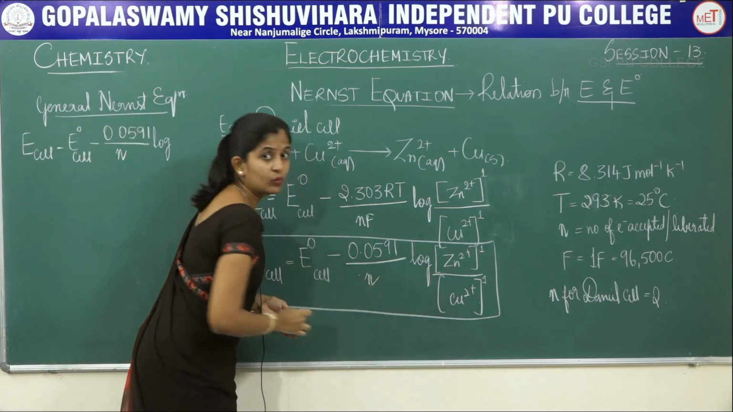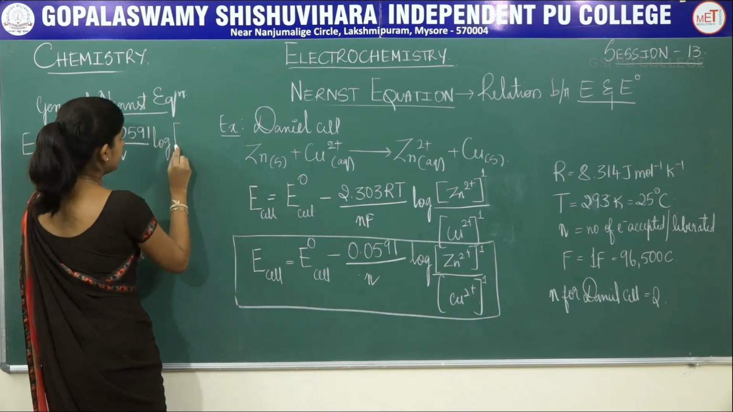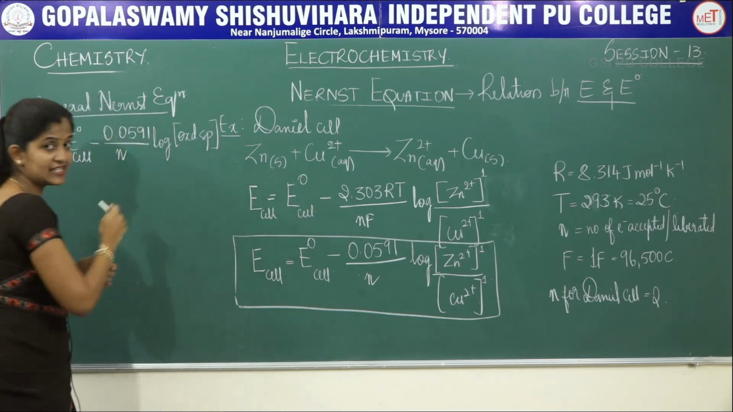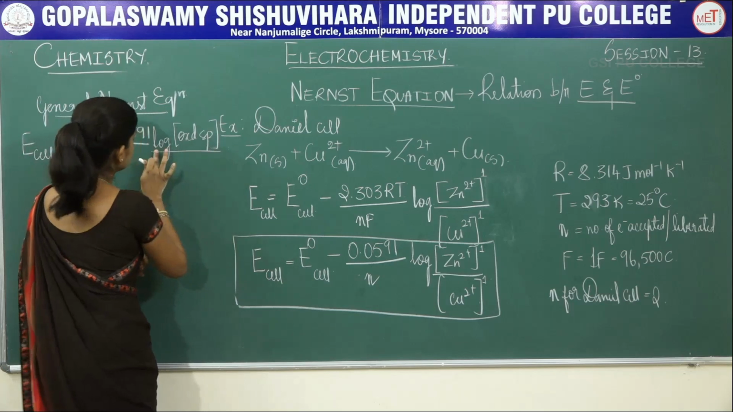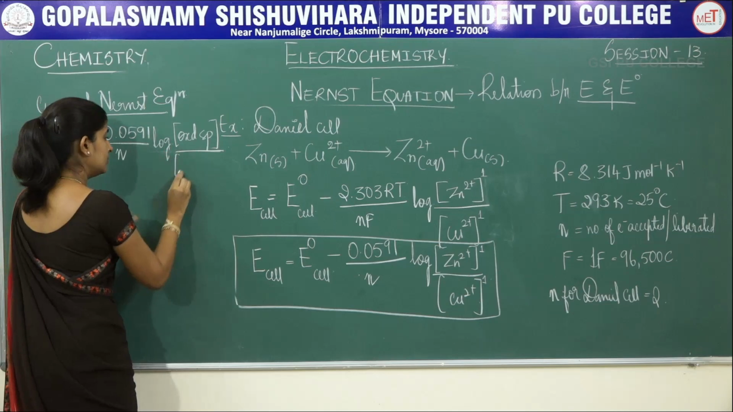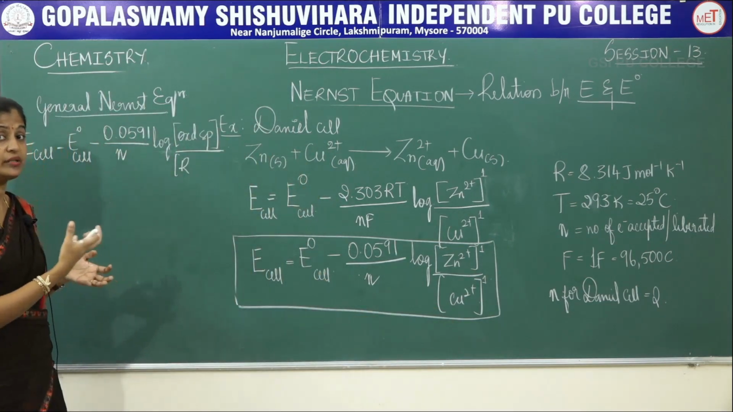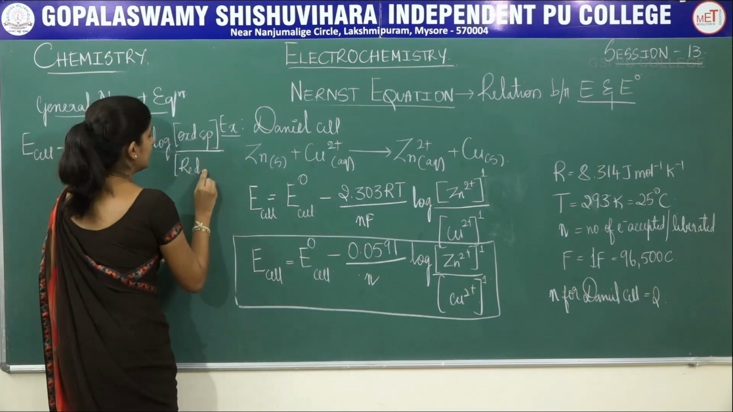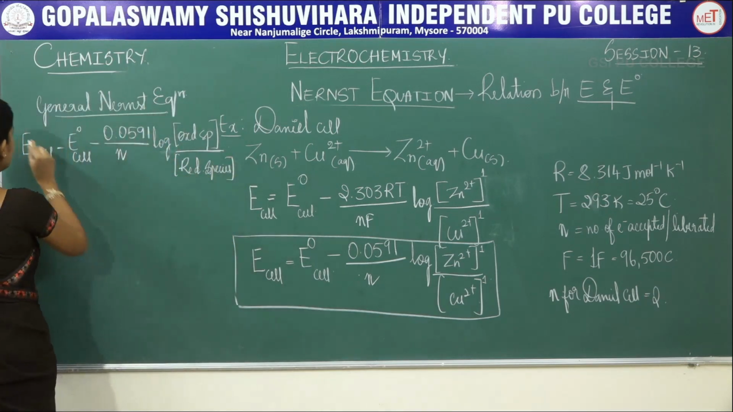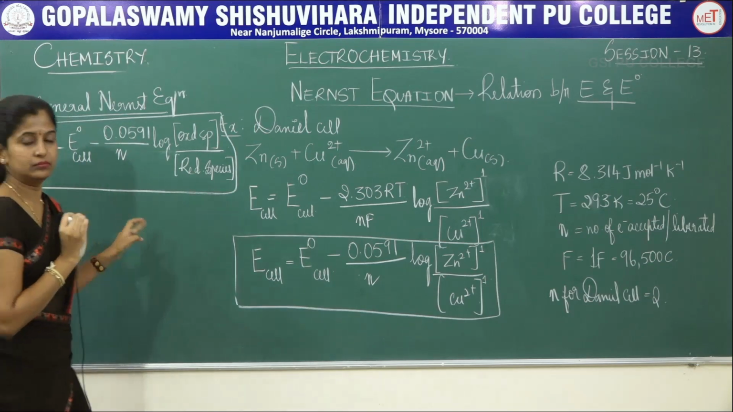zinc. What is happening to zinc? It is oxidizing, it is undergoing oxidation. As a result, it is log of the concentration of oxidized species divided by reduced species. So what is happening for copper? Copper is your reducing species. It undergoes reduction. As a result, it is the reduced species. So this will be your Nernst equation that holds good for any cell.